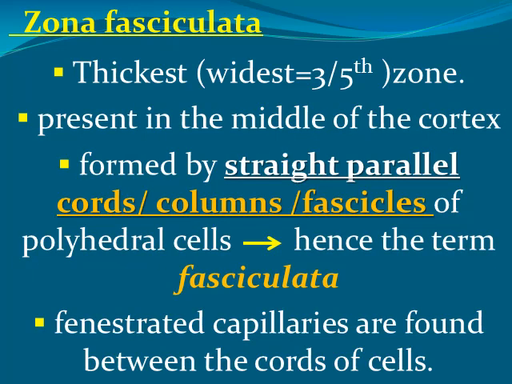Second layer, that is the zona fasciculata. It is the thickest layer, that is 3/5 thick, present in the middle of the cortex and formed by straight parallel cords or columns or fascicles of polyhedral cells. Hence the term fasciculata is used. Fenestrated capillaries are found between the cords of cells.